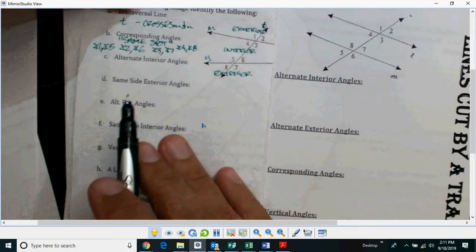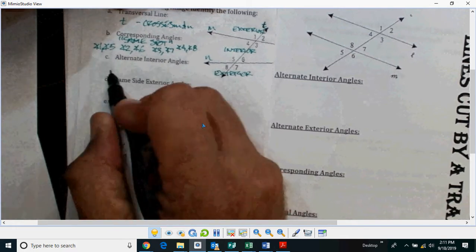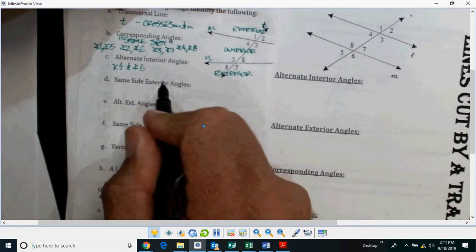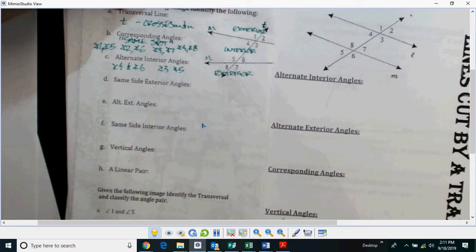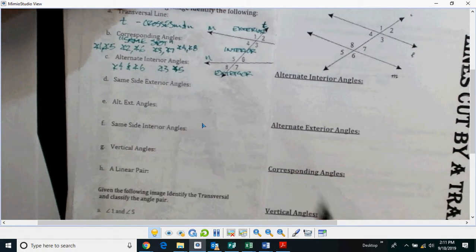So what are the alternate interior angles? 4 and 6. And what are the other two? 3 and 5. Do you have to put the little symbol? Well, when you're talking about it, you don't have to for your notes, but that means angle.